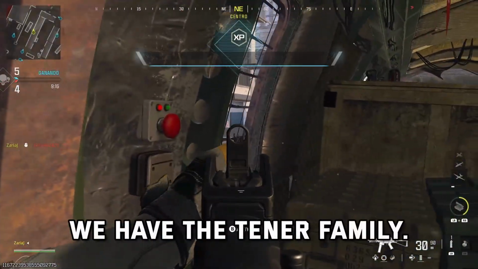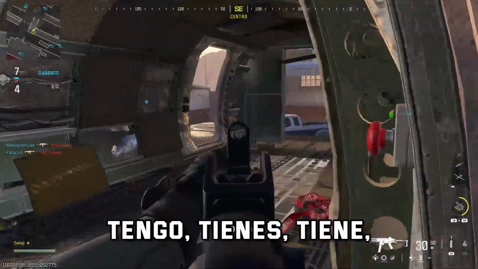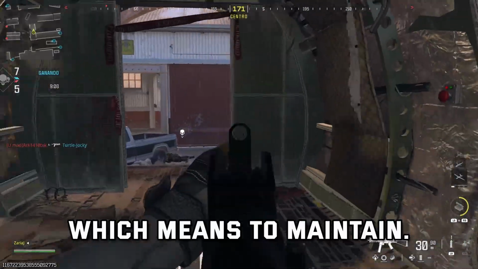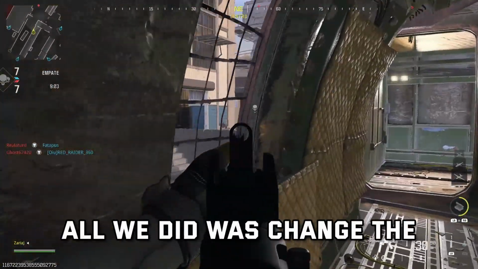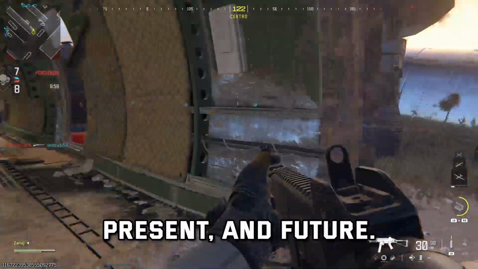So for example, we have the tener family. Tener means to have, and the present tense is tengo, tienes, tiene, tenemos, and tienen. Now look, we have mantener, which means to maintain. It's mantengo, mantienes, mantiene, mantenemos, and mantienen. All we did was change the prefix, and it's the exact same conjugations. Now this works for past, present, and future.